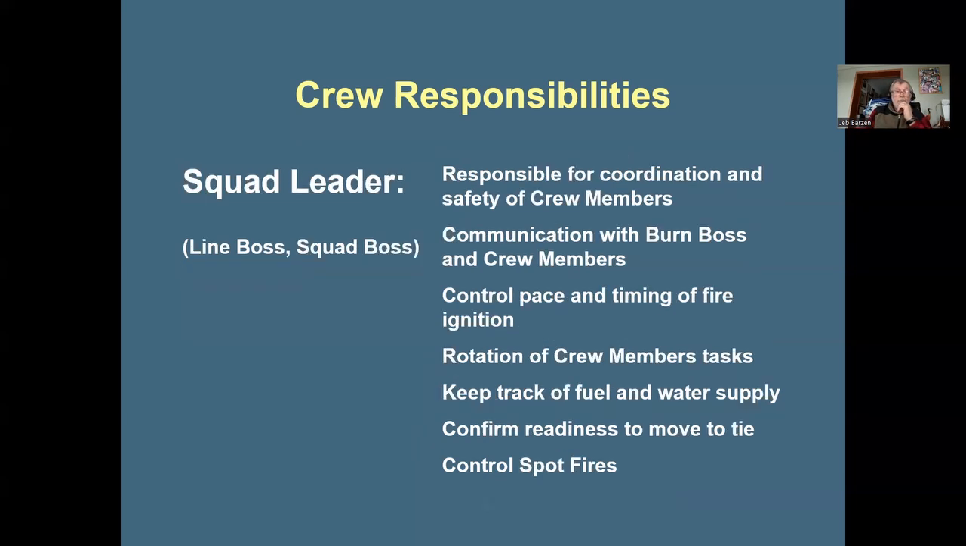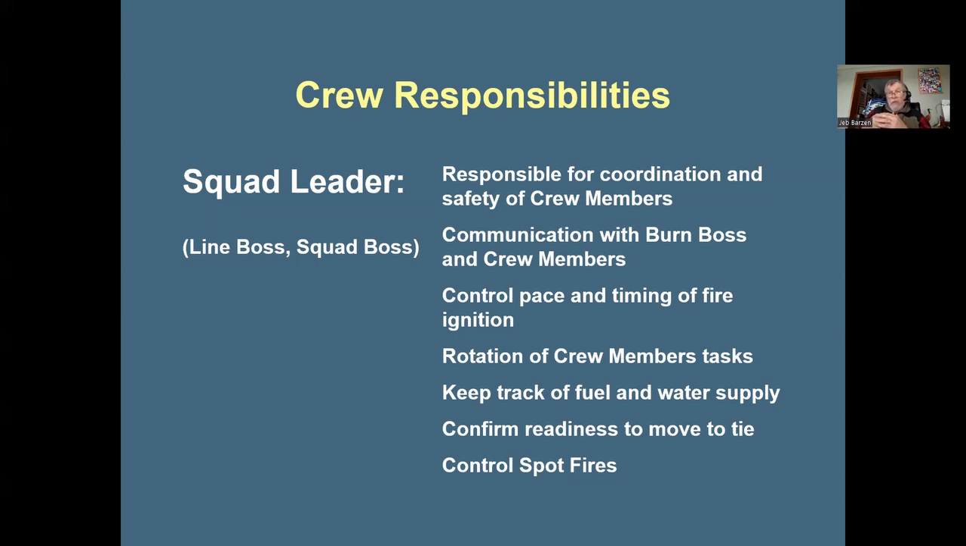The squad leader does pretty similar things, but they are responsible for the crew members on their squad only. So they're coordinating the safety and the implementation of the prescribed fire of their crew members. They're responsible for communicating with the burn boss as well as their crew members. They are controlling the pace and the timing of a fire ignition for their line if they are on a line crew. They are responsible for rotating crew members in tasks so that they don't get too hot or too smoked out or too tired or too whatever, as they are working on that line so that you are managing resources effectively and efficiently.